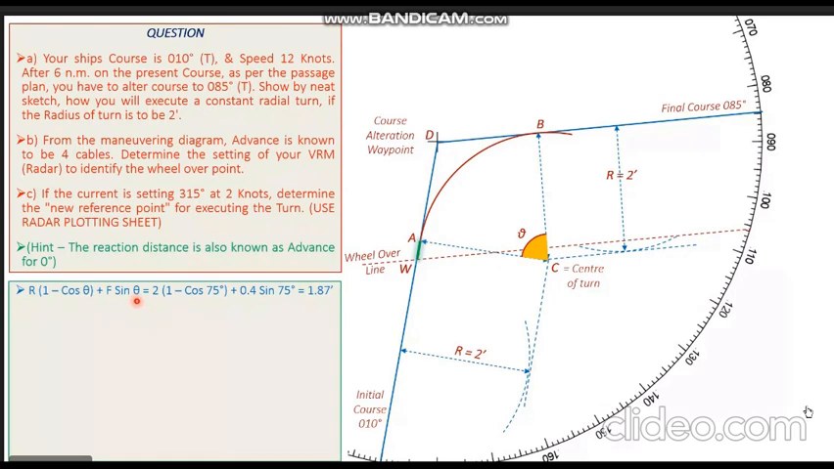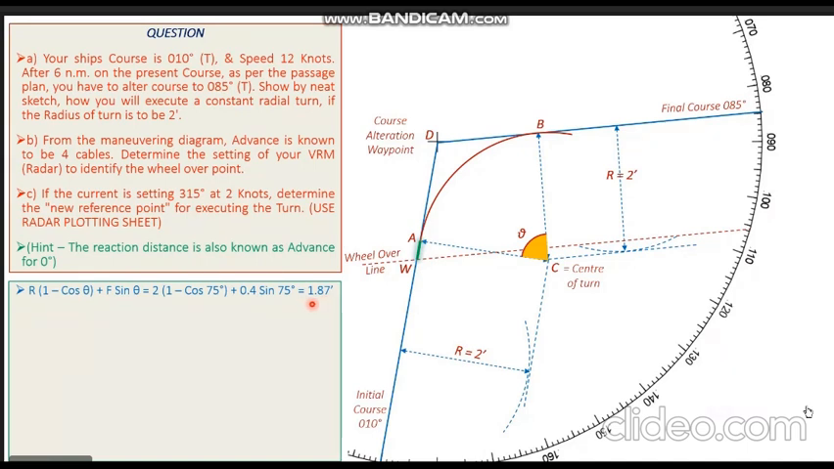Now, if we put all the values as per this particular question, the radius is 2 nautical miles. So 2 multiplied by bracket start 1 minus cos of 75 degrees, 75 degrees is the angle by which we are altering, bracket close, plus 0.4. 0.4 is our reaction distance, given in the question as 4 cables. Sine theta, sine of 75, where 75 is the angle by which we are turning. So when we put all the values as per this question, we obtain a value of 1.87 nautical miles.